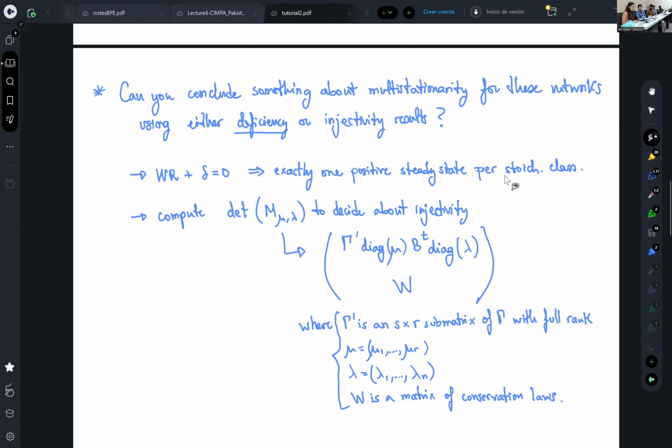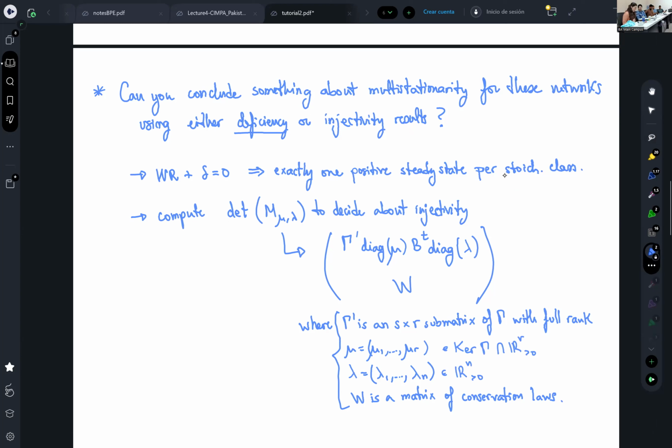And the question is whether there is no degenerate positive steady state for any k, which is equivalent to asking if this determinant does not vanish for any value of mu. So this mu should be in the intersection of the kernel of gamma and the positive orthant, and this should be in the positive orthant of R^n.